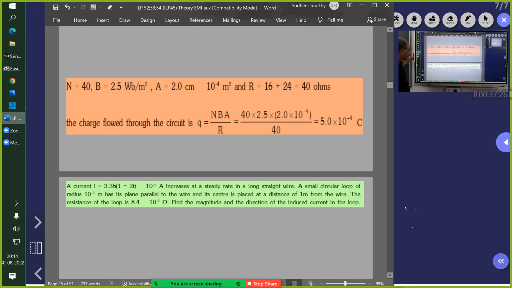So let's see. A steady current is flowing through a small circular loop of radius so and so, as displayed, with the wire at the center. The resistance of the loop is so and so. Find the magnitude and direction of the induced current in the loop.